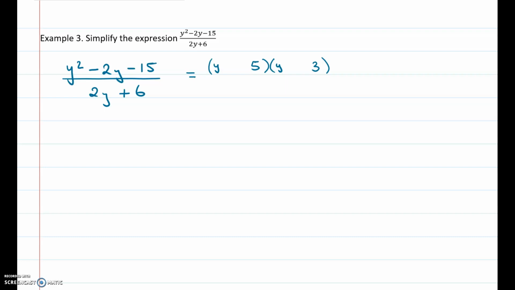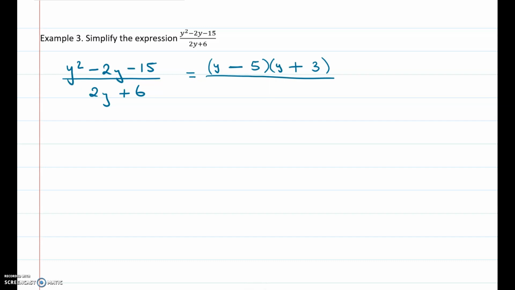Now you want a minus in front of the bigger number. The minus is the first sign in this expression, so put that in front of the bigger number, in front of the 5. And then in this original expression, y squared minus 2y minus 15, the last sign was a minus as well, which means in our factors, we need two different signs. So we already used a minus. That means we need a plus here.